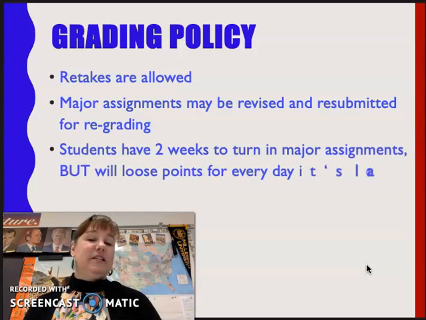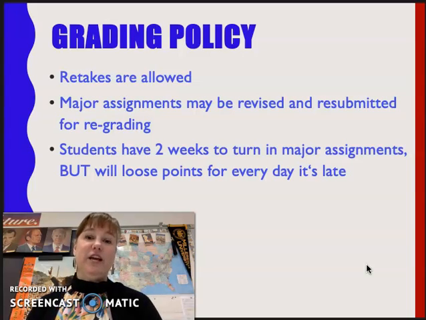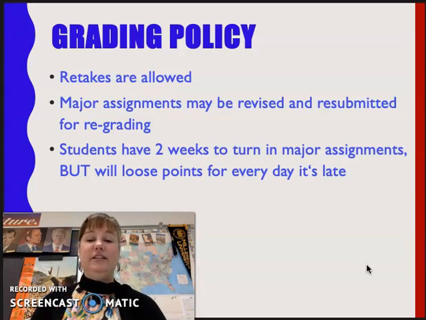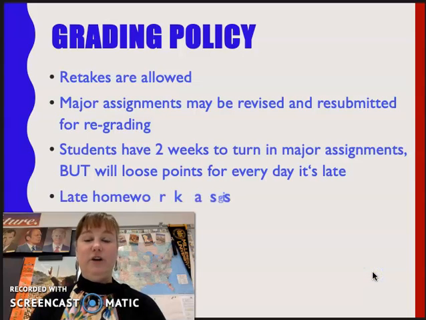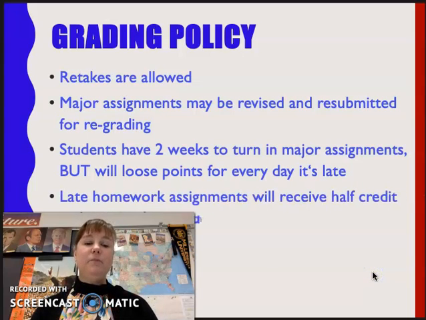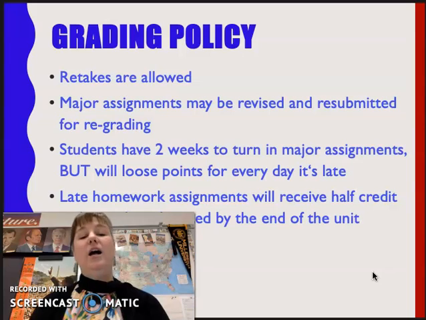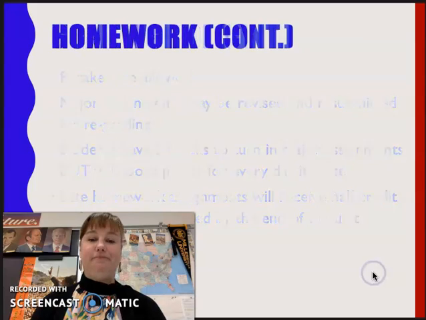For major assignments like writing assignments, they have 2 weeks to get it turned in, but they are going to lose points for every day it's late. So I'll set a due date, and if it's not submitted at that day and time, then they do lose points for every day that it's late, up to 10% off the earned grade. As far as homework, they get half credit if they turn it in late, and it has to be submitted by the end of the unit. Once the unit ends and they take the test, I will no longer accept homework from that unit.